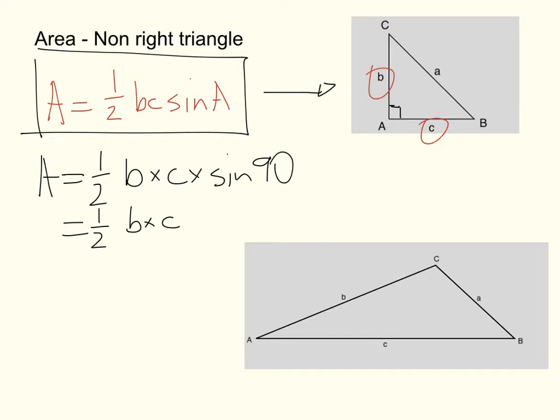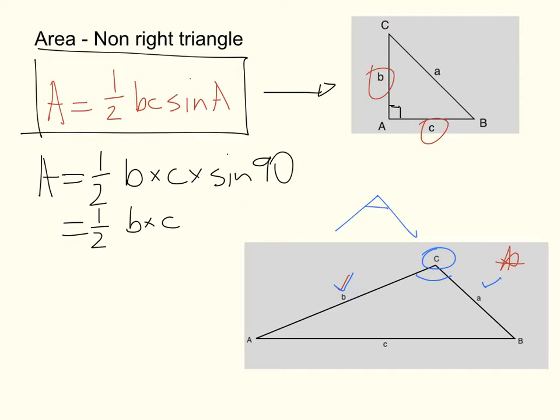Okay, so if we look down here at this non-right angled triangle and I applied this rule, I would need this angle and these two sides to be able to use it in its current form, half BC sine A. If I had these sides instead, let's say I had side B and A, then I would need angle C. So that's what I mean, two sides and the included angle. So it needs to be side, side, and the angle in between that I know.